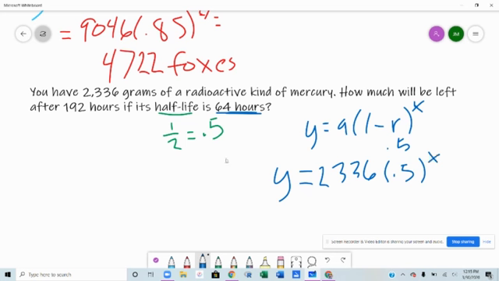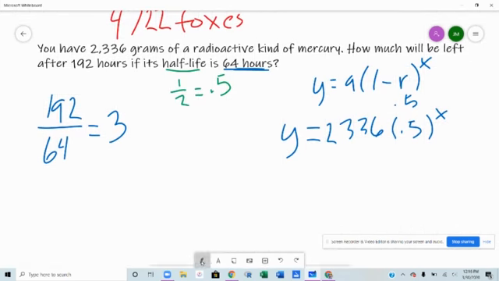This is kind of like the last problem, except here we have the same units. We have hours. This is how much will be left after 192 hours. And this is hours, but the half-life occurs every 64 hours. So what you need to do is take 192 divided by 64, and that tells you how many times this has occurred. 3 times. So 64 hours happens 3 times in 192 hours. So 3 is the number that you need to plug in for x to be able to answer this question.